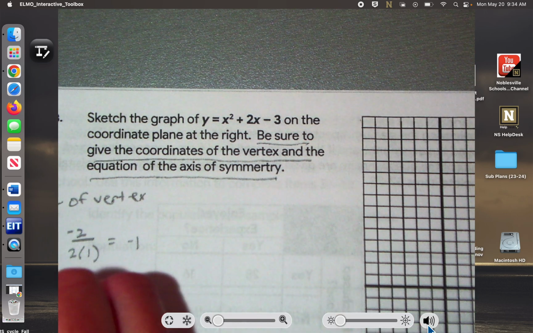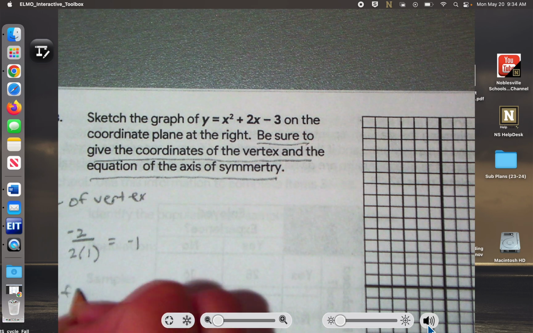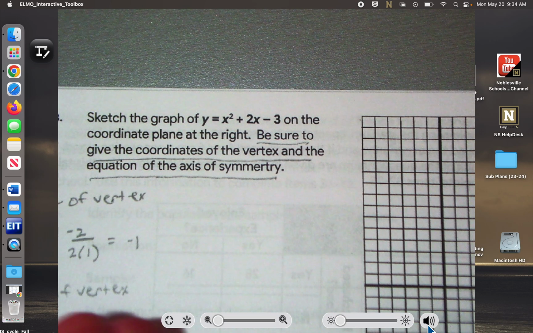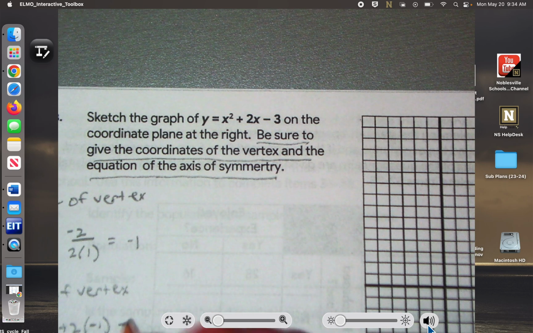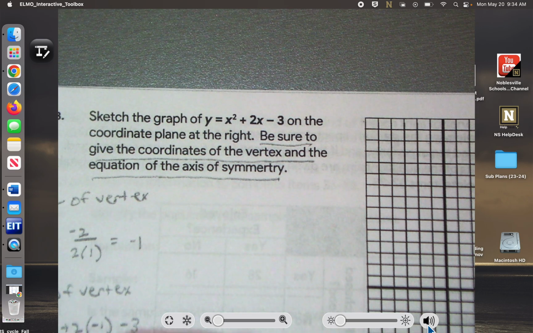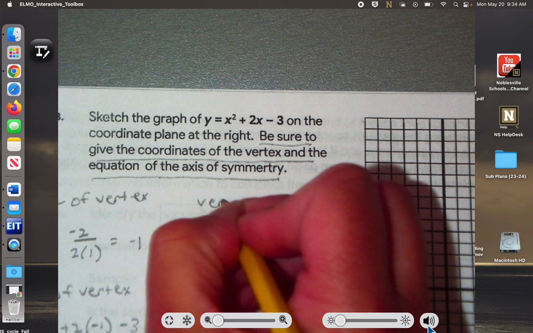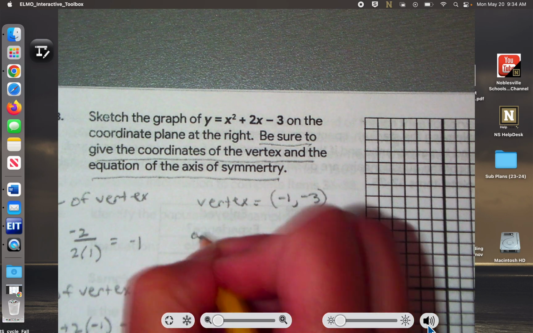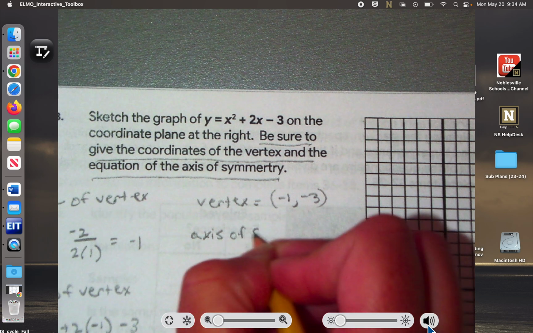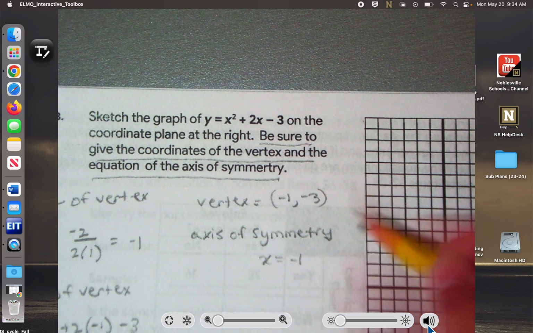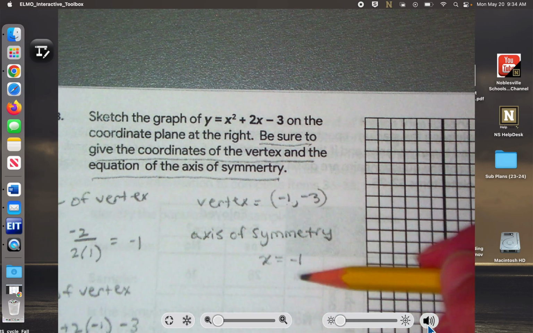And then the y value of the vertex, we put the x value into this equation. So y will equal negative 1 squared plus 2 times negative 1 minus 3. So y will equal 1 minus 2 is negative 1, minus 3 is negative 4. So my vertex equals negative 1, negative 4. My axis of symmetry equation is x equals negative 1. Remember, that's always the x value of my vertex.